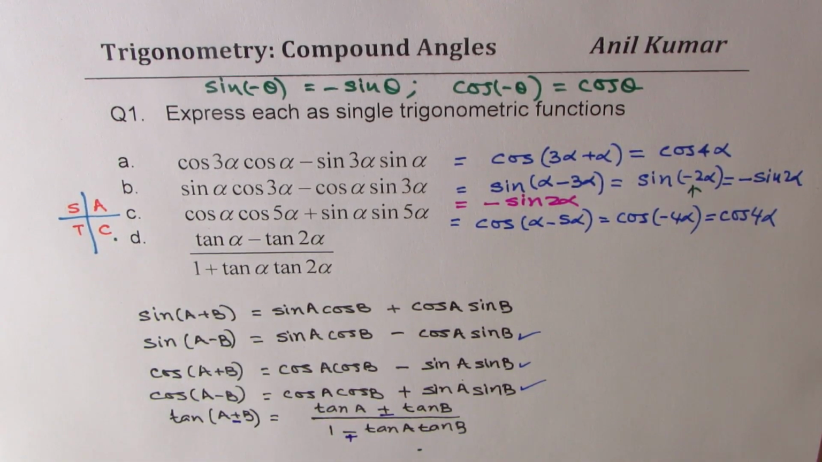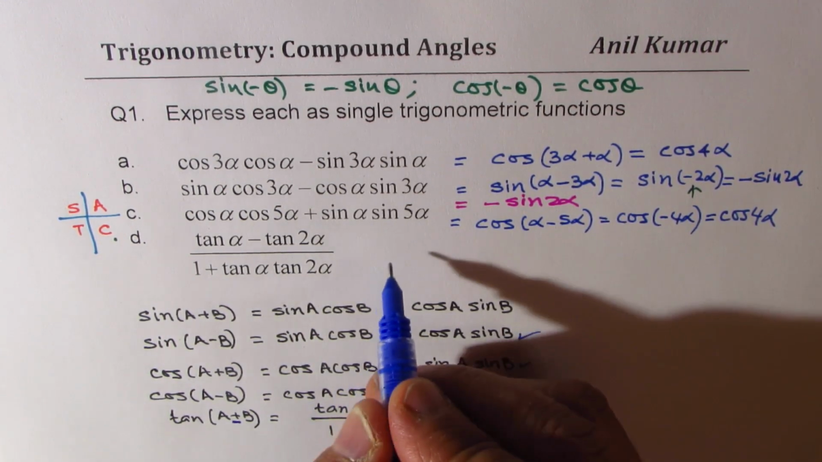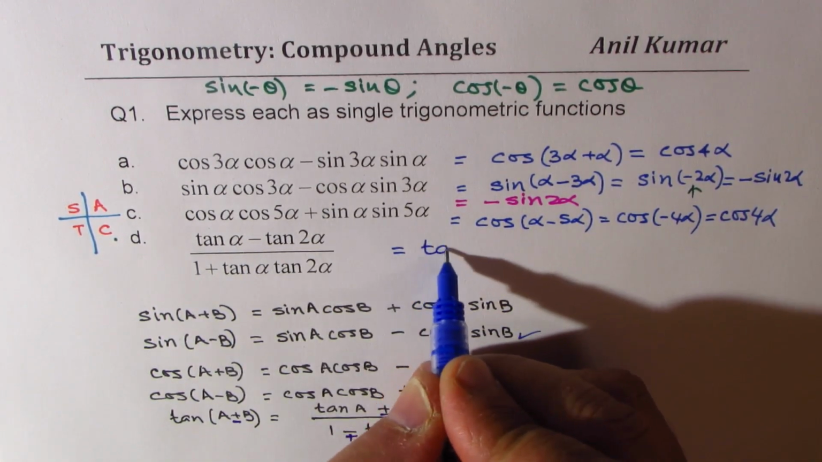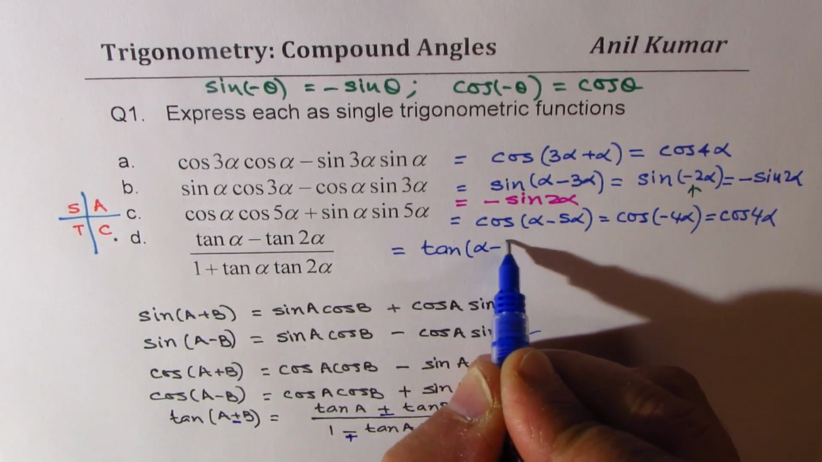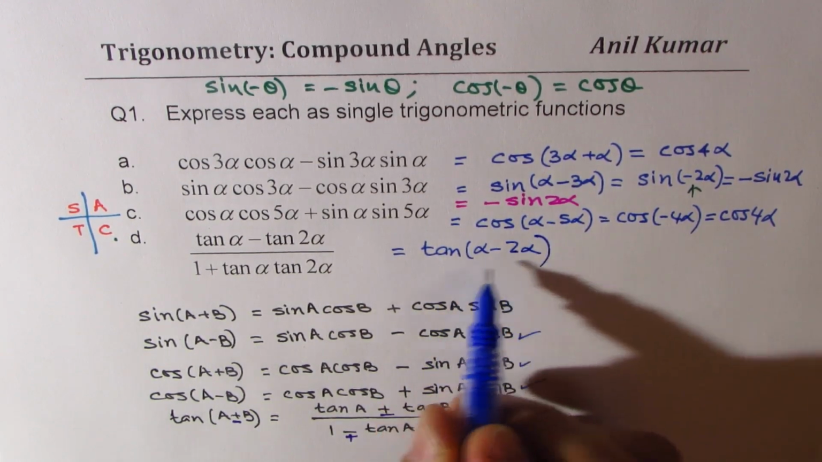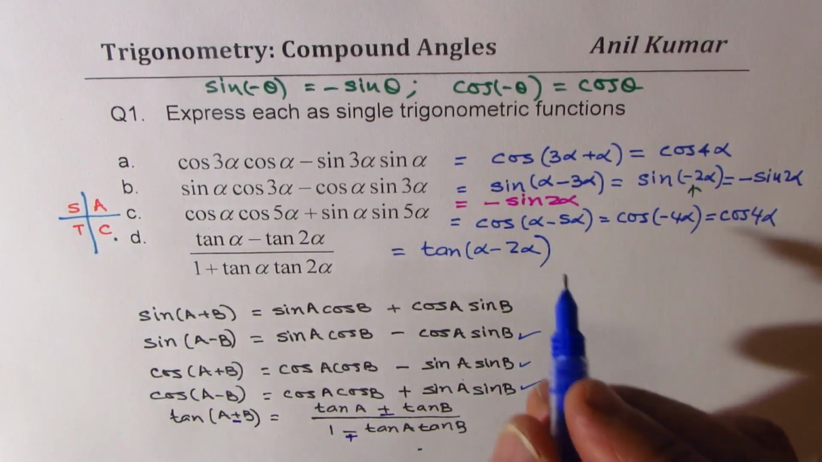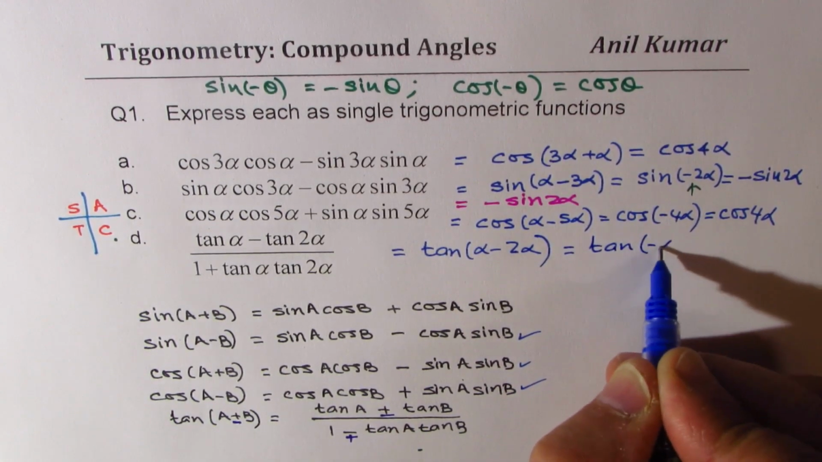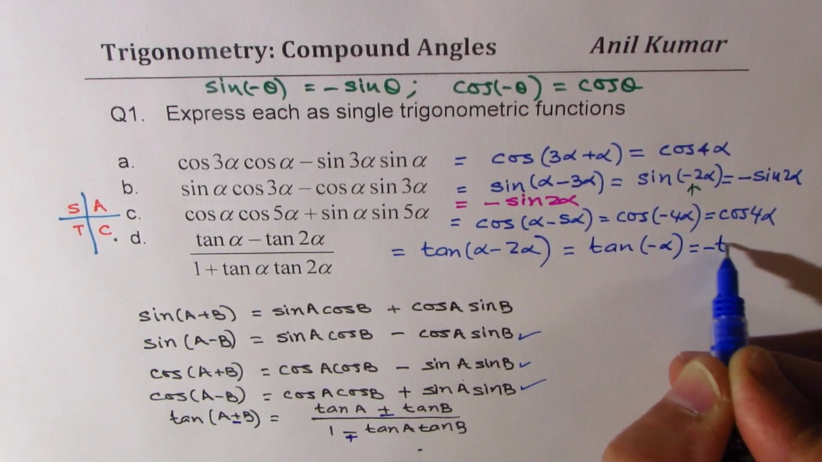Now this is key, right? At times you may just make this mistake and lose all the marks. Okay, the next is the tan formula. If this is minus on the top, we have to subtract. So we have tan of alpha minus 2 alpha. Now purposely I have given you these values. Now you appreciate that this is equal to tan of minus alpha, which is minus tan alpha.